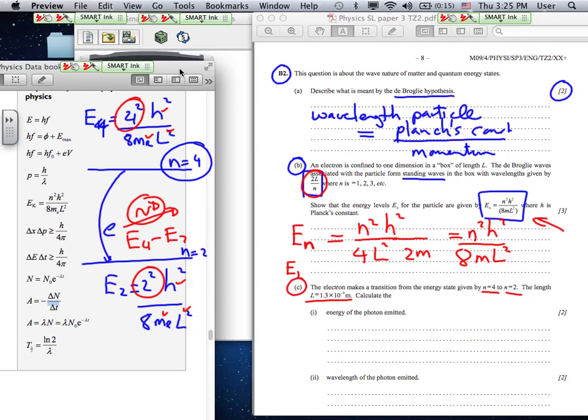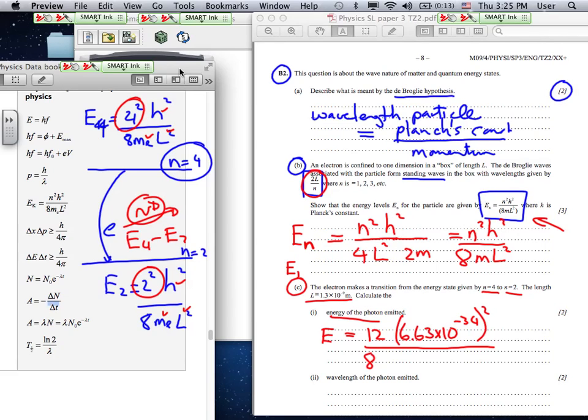So when I work out that difference, the energy of the photon is going to be E, and that's going to be 4 squared, which is 16, minus 2 squared. So it's going to be 16 minus 4, which is 12. And then we're going to have our h squared, which is 6.63 times 10 to the negative 34. And that's h squared. Don't forget to square the whole thing. And then it's going to be divided by 8.